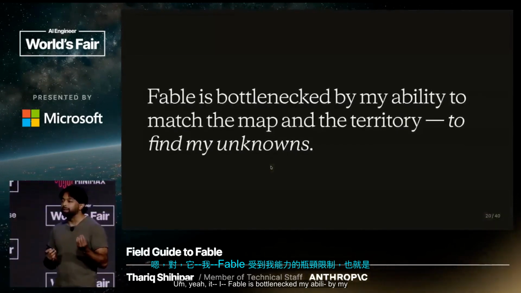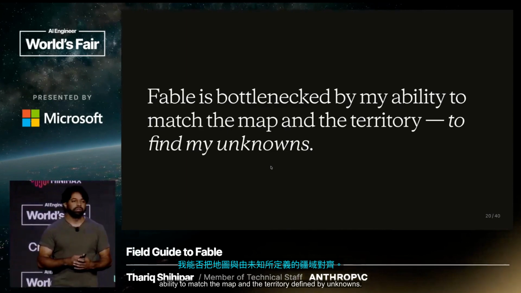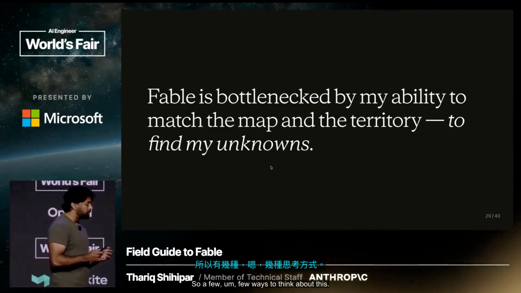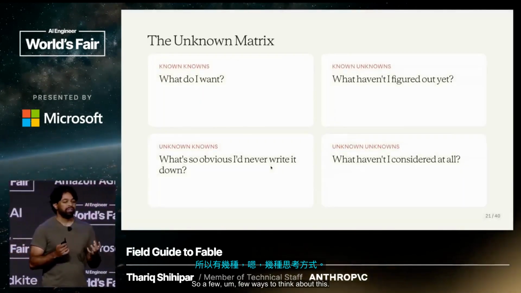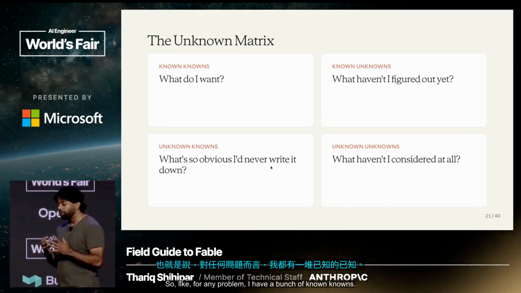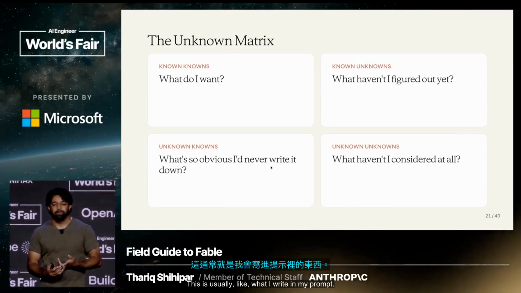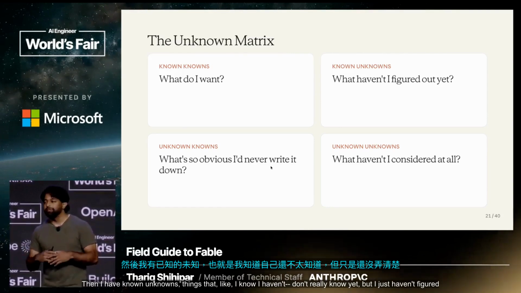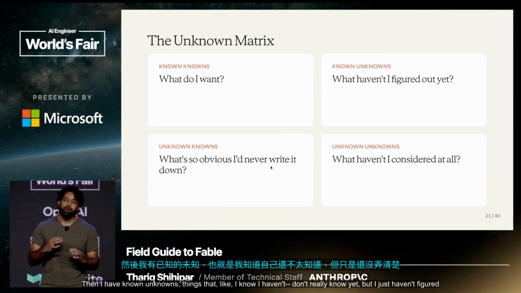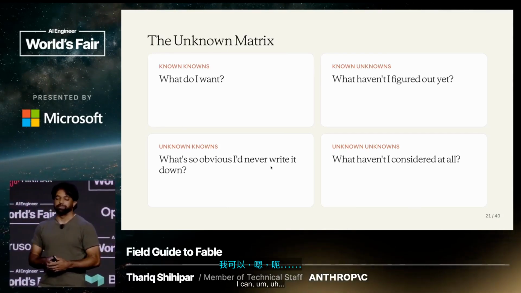Fable is bottlenecked by my ability to match the map and the territory to find my unknowns. So a few ways to think about this. I like to think of it in a matrix. For any problem, I have a bunch of known knowns. This is usually what I write in my prompt. What do I want, right? Then I have known unknowns, things that I know I don't really know yet, but I just haven't figured out yet.